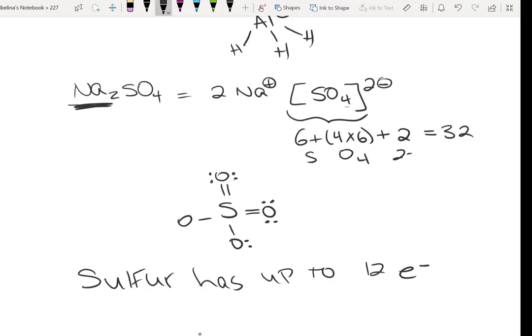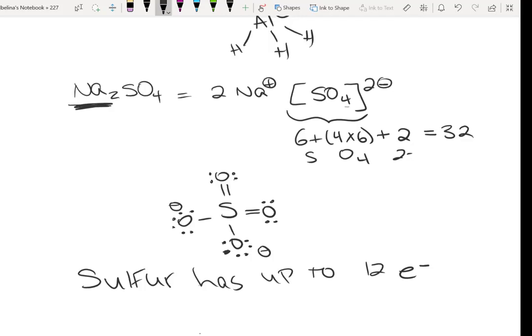So to satisfy the octet of the other oxygens, they have to have 3 lone pairs. Oxygen, 1 bond, 3 lone pairs, negatively charged. Same with this oxygen. So now all the oxygens are satisfied in terms of their octet. 2 of them have formal charge of 0, 2 of them have a formal charge of -1. Sulfur has 12 electrons around it.